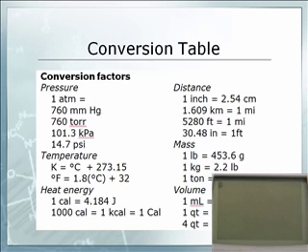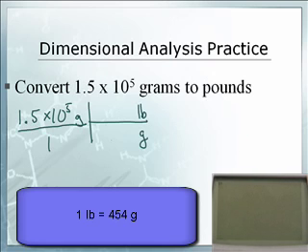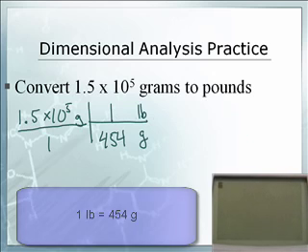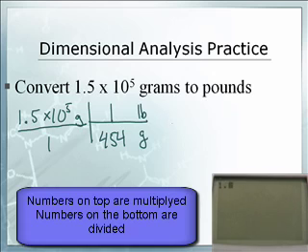Now I'm going to go back to my chart here. Grams to pounds. Here it is right here. 1 pound is 450. We're just going to call it 454. 454 grams is 1 pound. 1 gram weighs just a tiny amount. I always think of a gram as a paperclip.